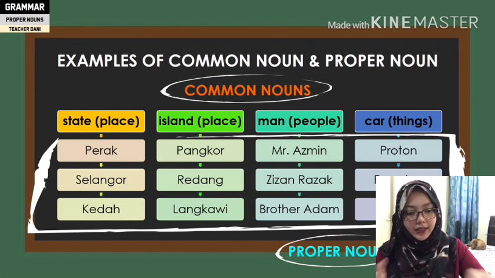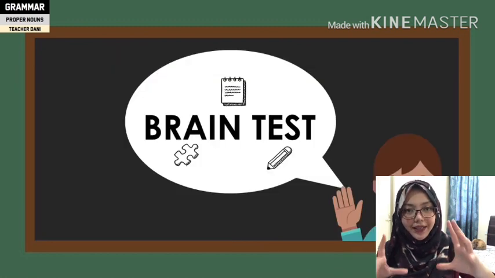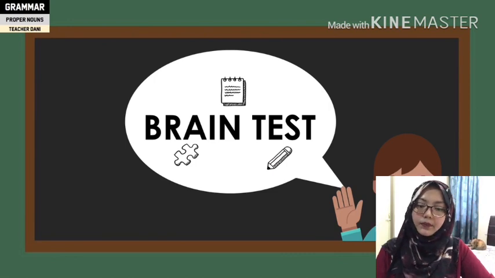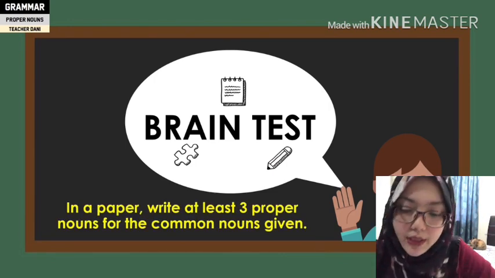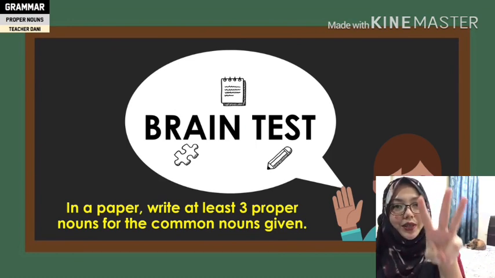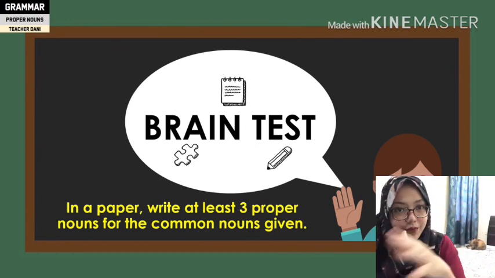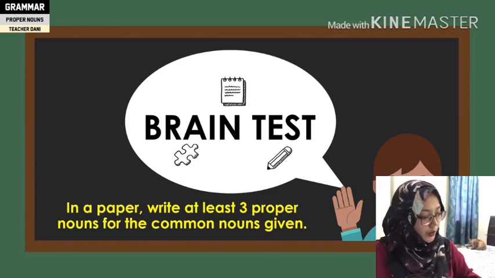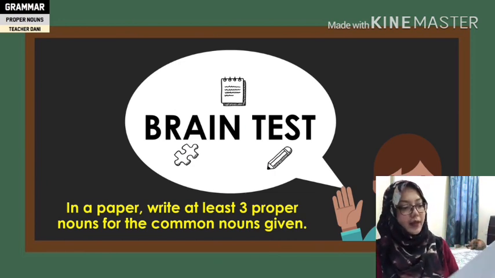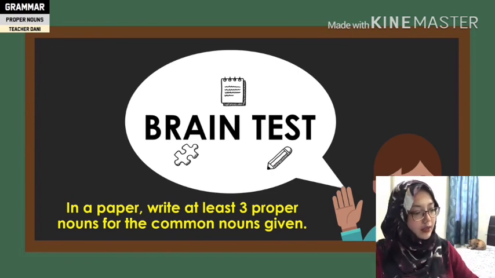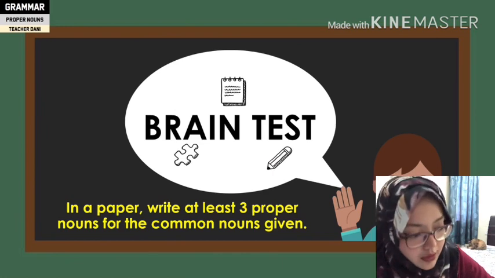Okay, done with the examples, we're moving on to our next stage, which is the brain test. So let's look at the instruction. It's stated here that in a paper, write at least 3 proper nouns for the common nouns given. I'm gonna do this with you. So I have blank papers, actually recycled ones. So we're gonna start with the first category.